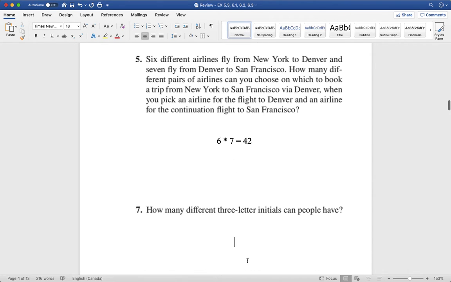Okay. Question number 7. How many different 3-letter initials can people have? All right. So we know there are 26 letters in the English alphabet. So we have 26 letters, and we want different 3-letter initials. So that'll be 26 to the power of 3 that people can have.